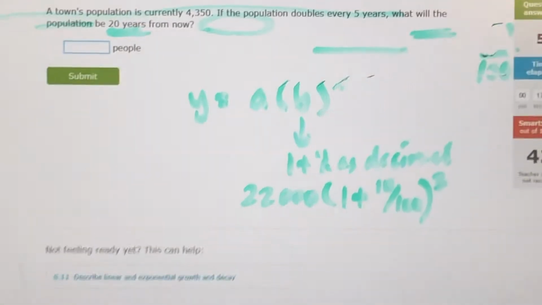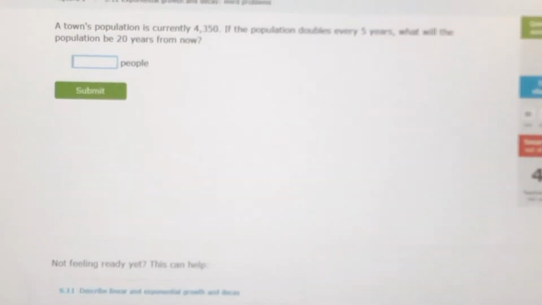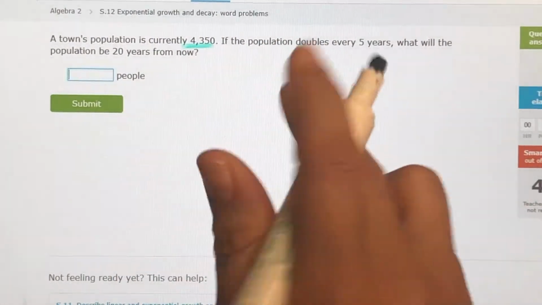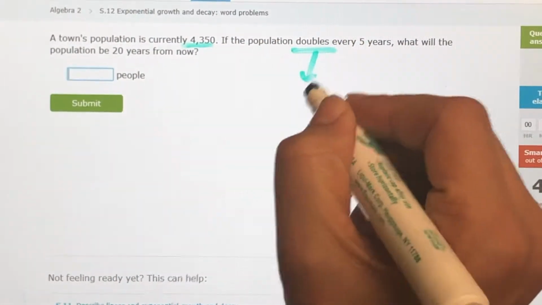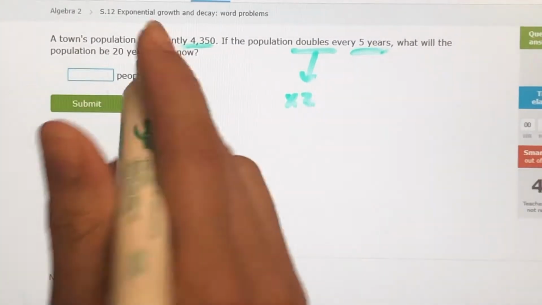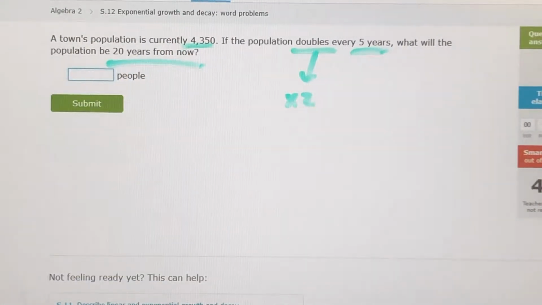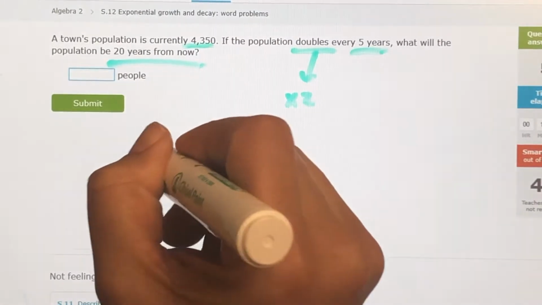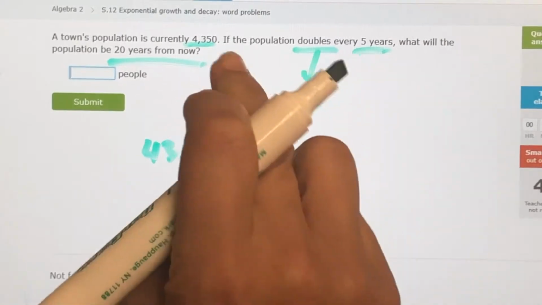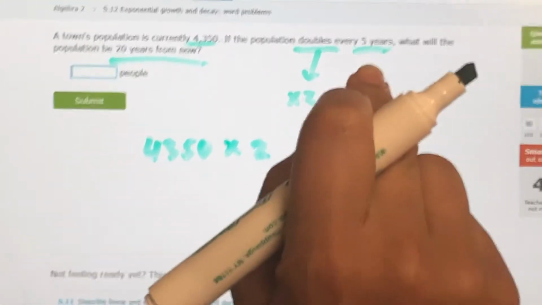Fantastic. Okay, so it doesn't matter what the word problem is, just go through it. So again, a town's population is currently, so this is the initial. If the population doubles, so what does double mean again? Times 2. Every 5 years. What will be the population 20 years from now? So again, remember they're saying you start off with 4350, right? You're going to multiply by 2 because you're doubling it every 5 years.